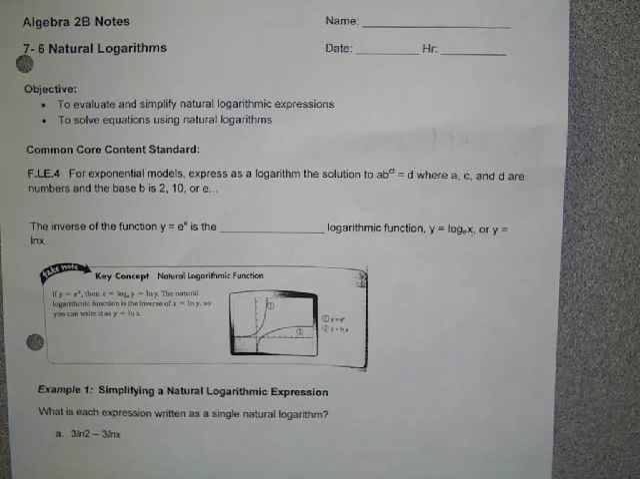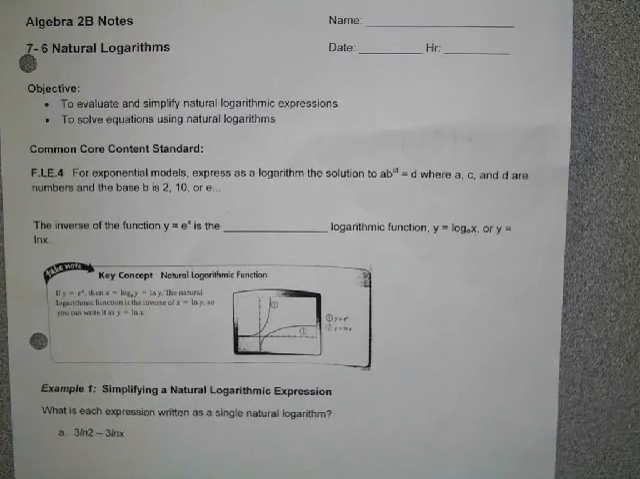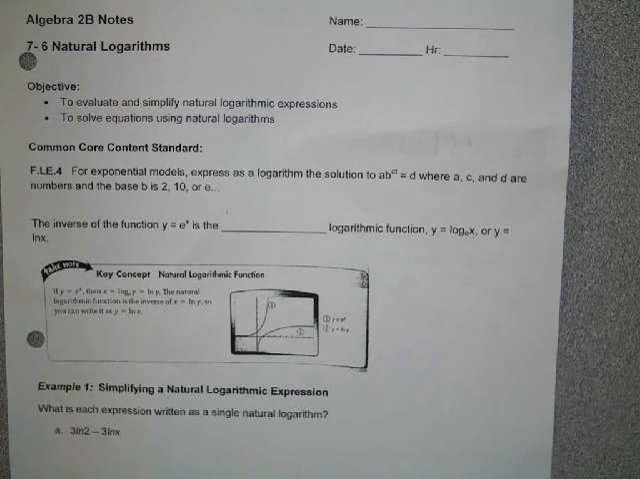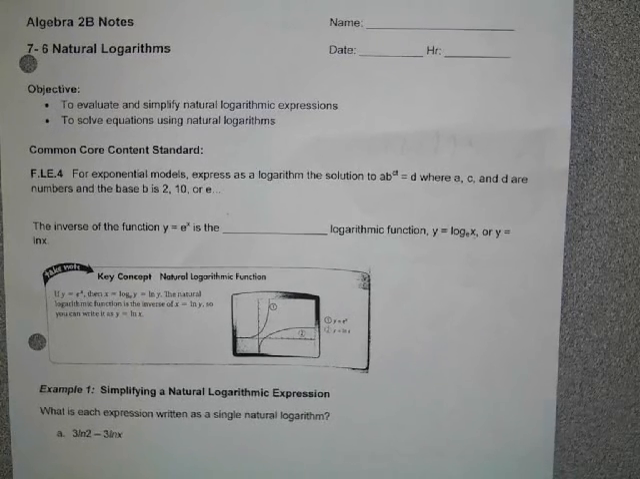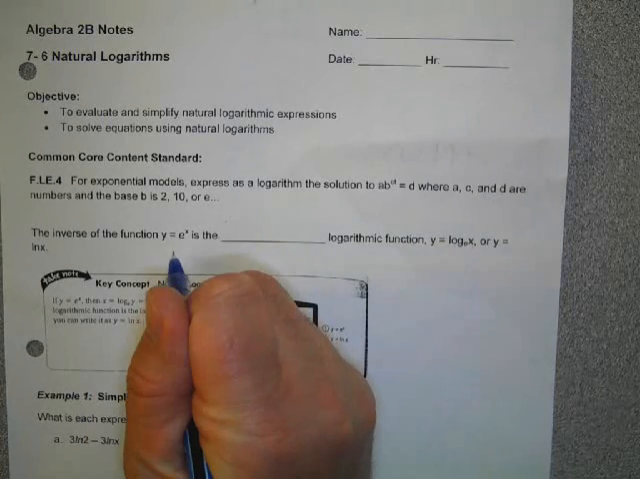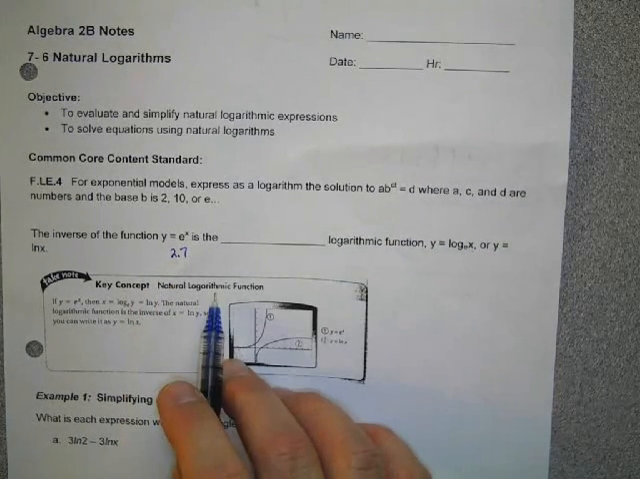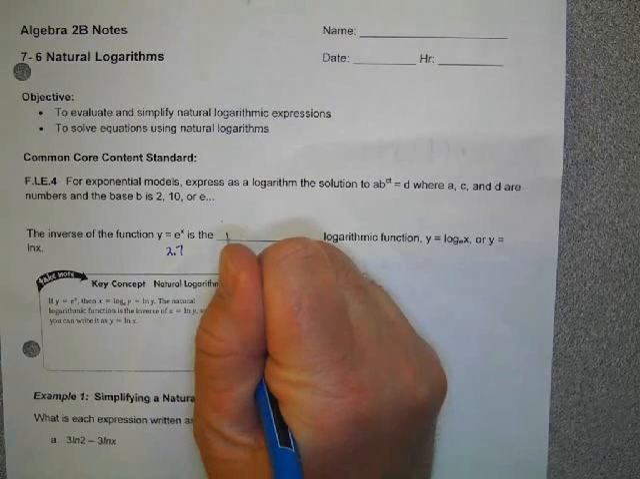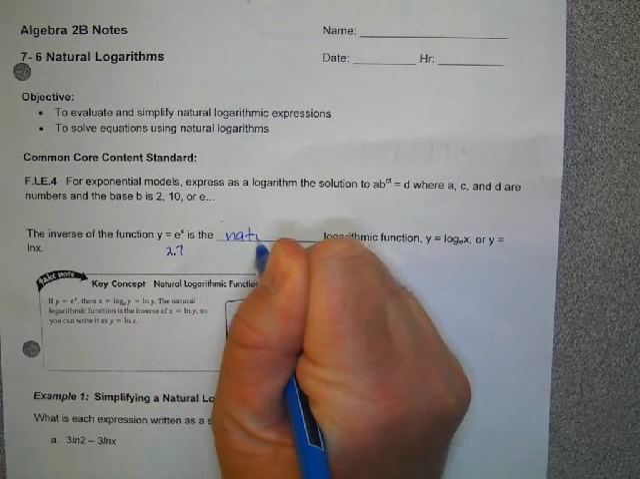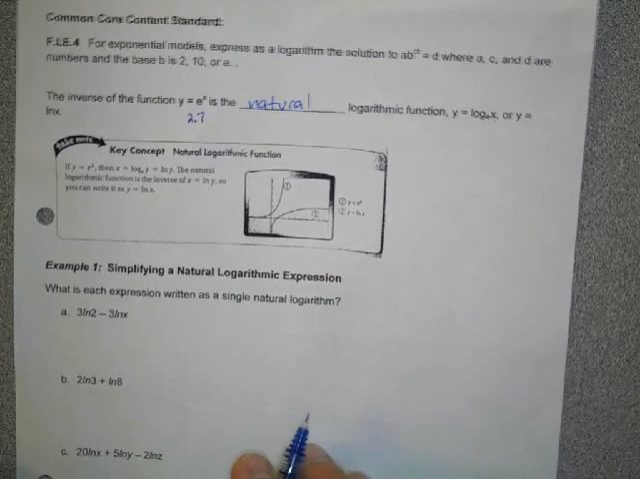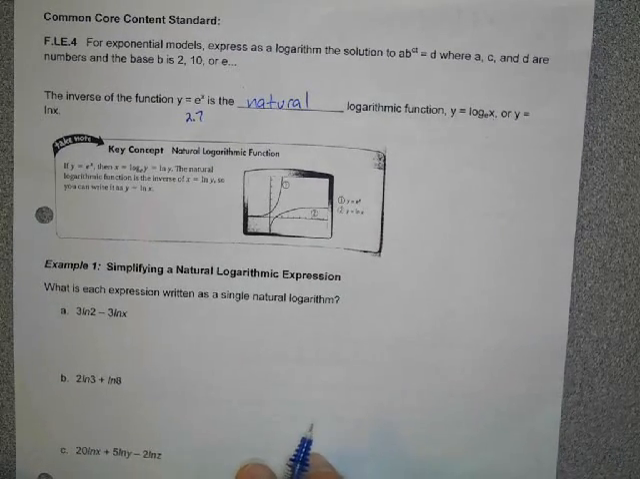Alright, today we're going to talk about logarithms again. The only difference being we're going to look at logarithms that have e as their base. E is a constant. It's approximately 2.7. We call these kinds of logarithms natural logs. All the same properties that you used in the previous lessons you'll be able to use here.